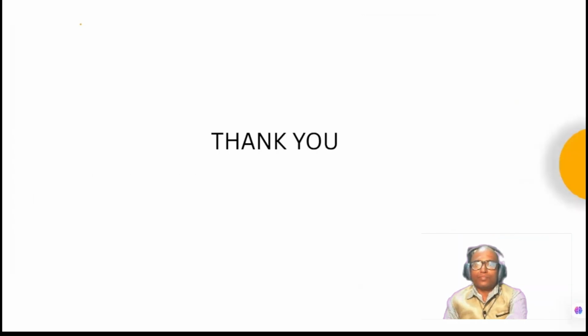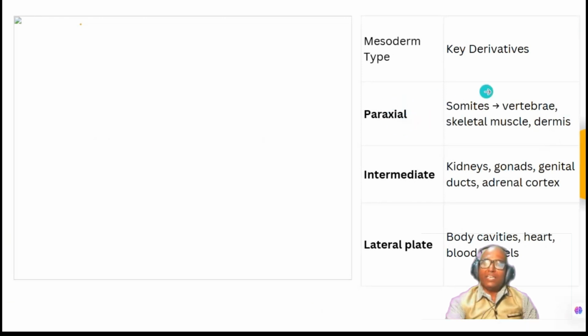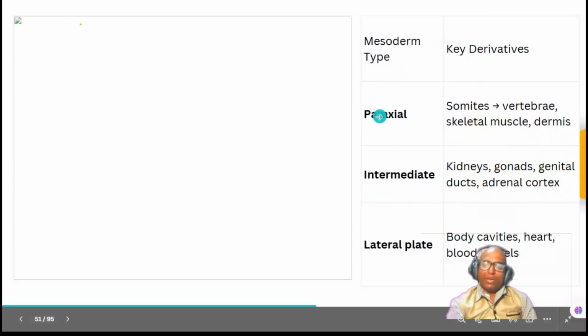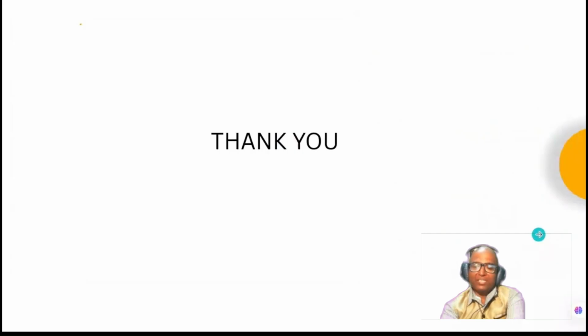So the paraxial mesoderm will lead to the formation of the somites, which lead to the formation of the vertebrae, skeletal muscles, and the dermis. The intermediate mesoderm will give rise to kidneys, gonads, genital duct, and the adrenal cortex. And the lateral plate mesoderm will give rise to body cavities, heart, and blood vessels. So this is the fate of the mesoderm. You have the paraxial mesoderm, the intermediate mesoderm, and the lateral plate mesoderm. This lateral plate mesoderm will form the body cavities, heart, and blood vessels. That finishes the third week of development. Okay, thank you.